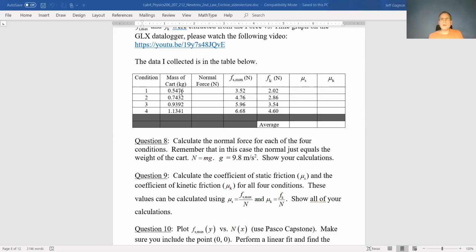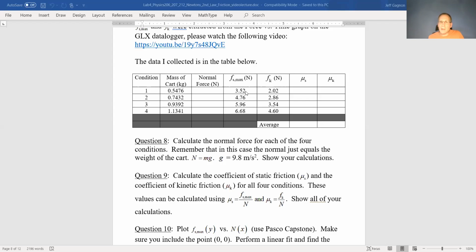So first thing you have to do is you have to compute the normal force, right? So this is question 8. Well, remember the normal force in this case, because the cart is on a horizontal wooden track, is simply equal to the weight. So to calculate the normal force, it's just going to be mg, right? It's equal to the weight, where g is 9.8. So you can calculate that normal force.